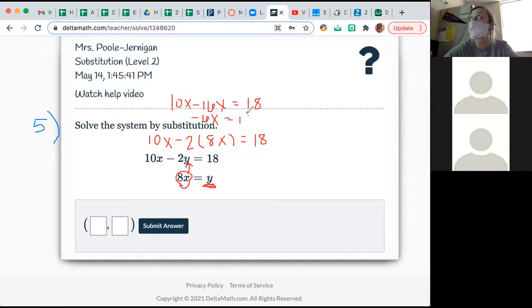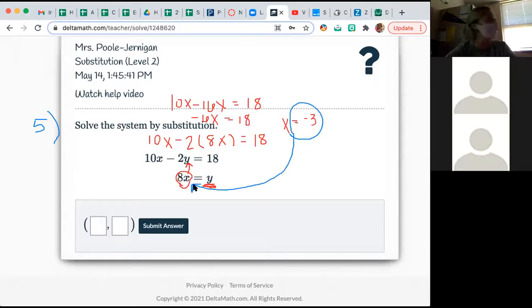equals 18. And then how would you get rid of the negative 6? Good. You would divide it, so then you would get x is negative 3, right? Okay, then you take that answer and you plug it back where you started. So what is 8 times negative 3, y'all? Yeah, so y should have just been negative 24.